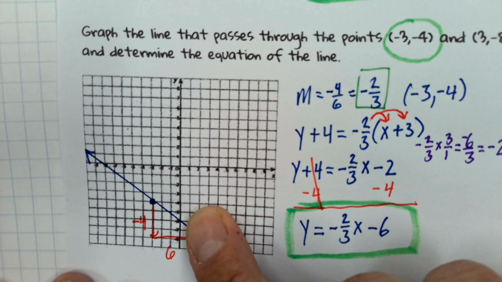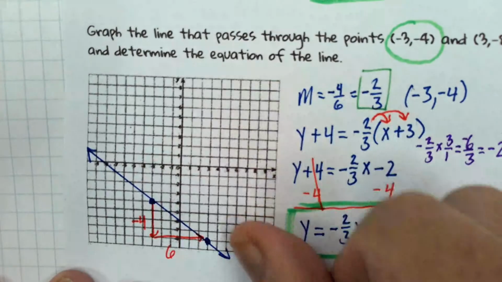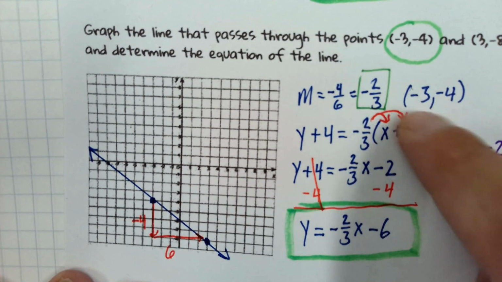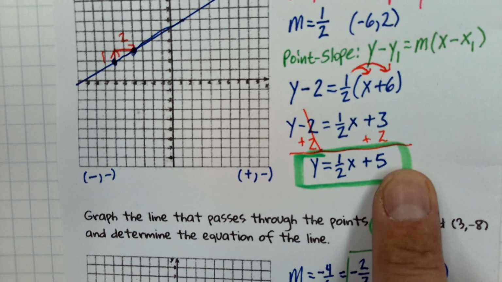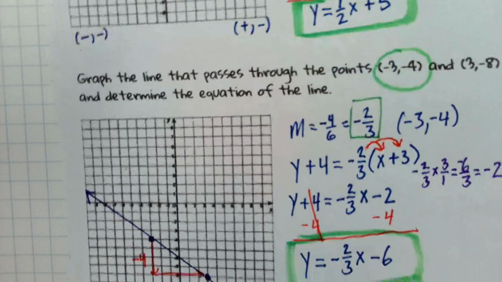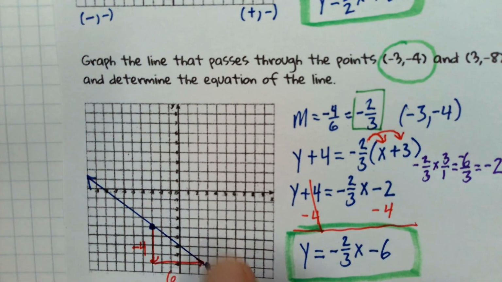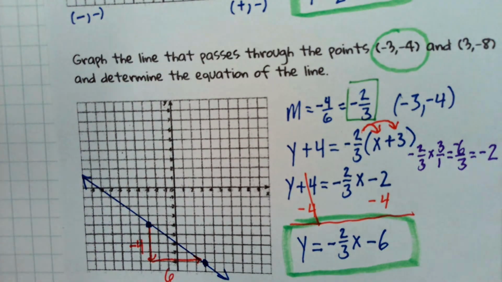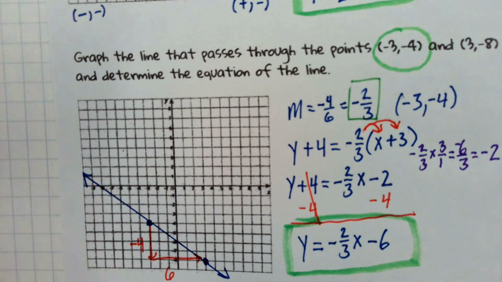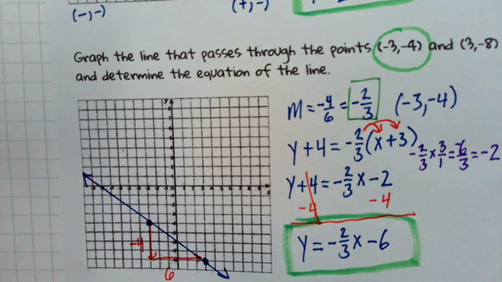Negative 6. So wouldn't it have been a lot faster, since we already had to graph the line to begin with, rather than going through all this, because we really did all this process to figure out that minus 6 and plus 5, right? Would it have been much quicker to graph the line, find the slope, find out where it crosses the y-axis, and just put those two numbers in there? Yeah. So today, definitely on the homework, and tomorrow on some of the problems you're going to get, if you see that you know the y-intercept, that's going to be the quicker way to do that.